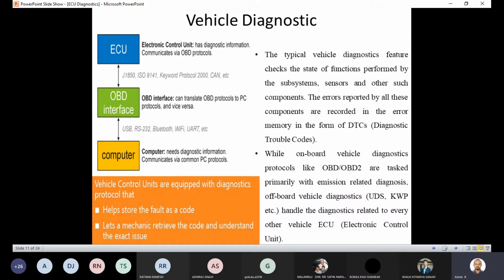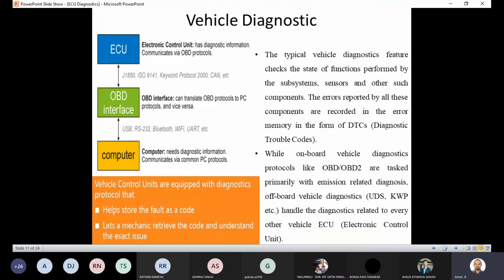So the vehicle control units are equipped with diagnostic protocols. The diagnostic protocols store the fault code. For example, one ECU will store one fault code. That fault code will be transferred through the CAN or any one of the protocol wires, and that wire is connected to the OBD interface. Once you connect the computer to the OBD connector, you can retrieve that code, or see that code. That particular code has a separate data sheet and is associated with a particular fault, and the mechanic will retrieve that code and understand the exact issue.